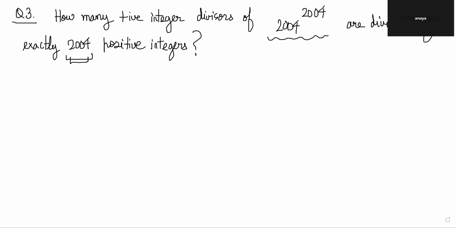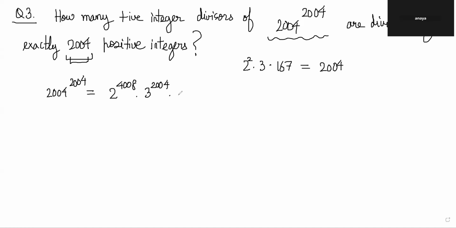So you have that 2004's prime factorization is, sorry, not 2 times 3, 2 to the power 2 times 3 times 167. So then 2004 to the power 2004 is going to be 2 to the power 4008 times 3 to the power 2004 times 167 to the power 2004. So we can say one of these divisors is n. So then n is equal to 2 to the power a times 3 to the power b times 167 to the power c.